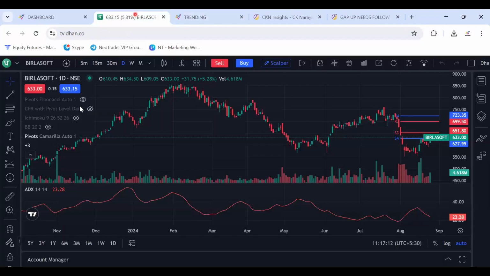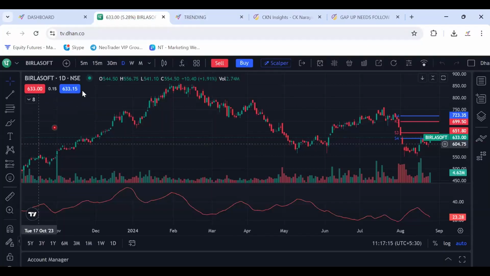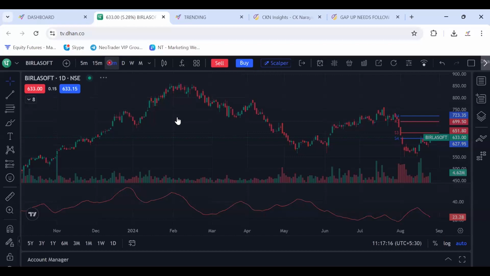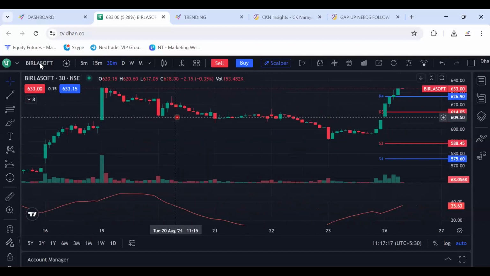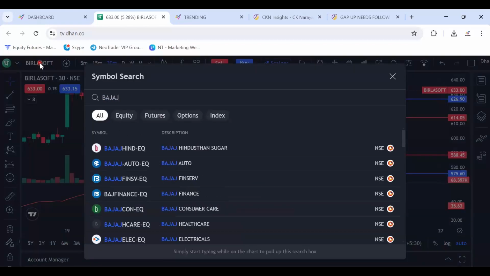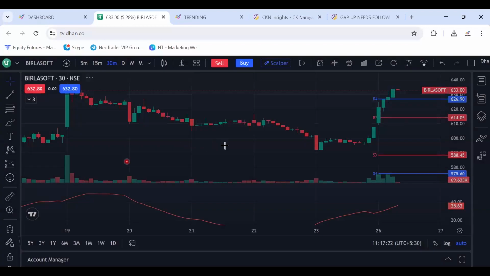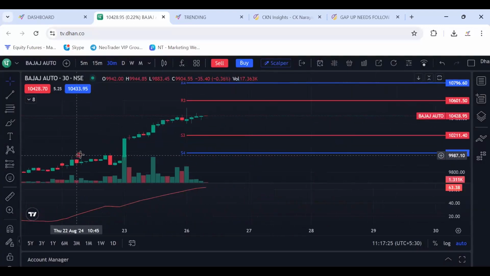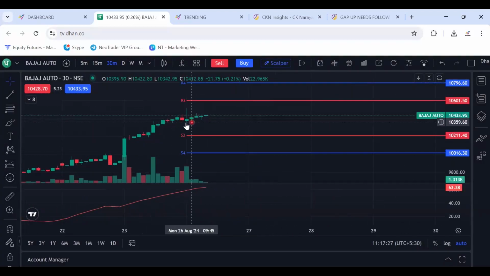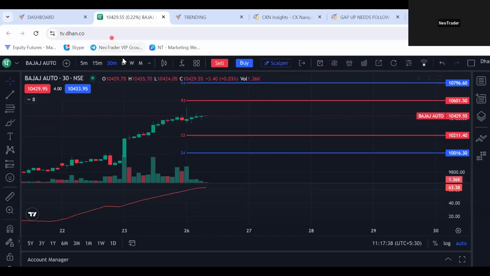All right. So let's go to a 30-minute chart of Bajaj Auto. All right. So let's see here. So this is the 30-minute chart of Bajaj Auto. Can you see here what is happening? Is it moving swiftly? Why is it not moving?